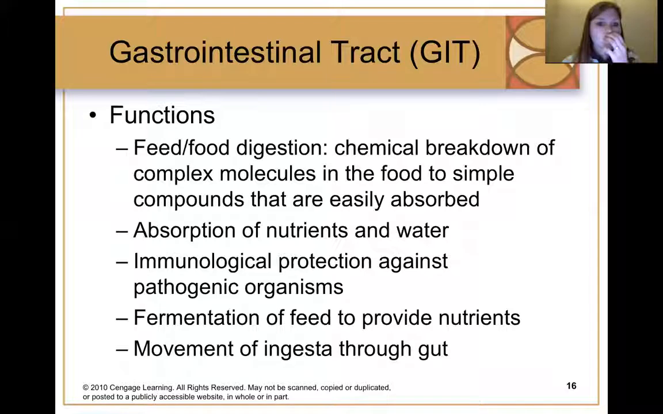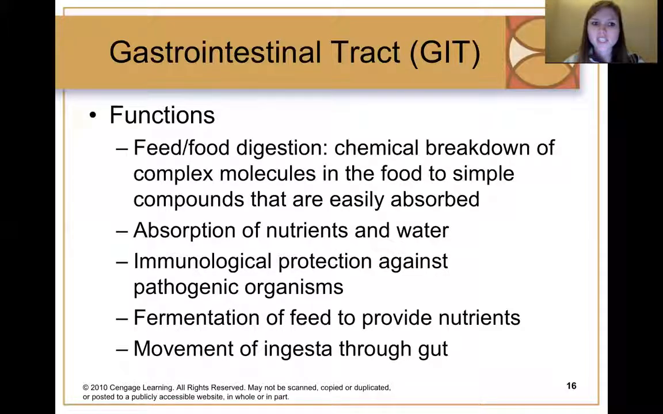So it's also responsible for absorption of nutrients as well as water and immunological protection against pathogenic organisms. So this is a hard concept to think about, and it's something that took me a little while to really understand fully, but it's true.